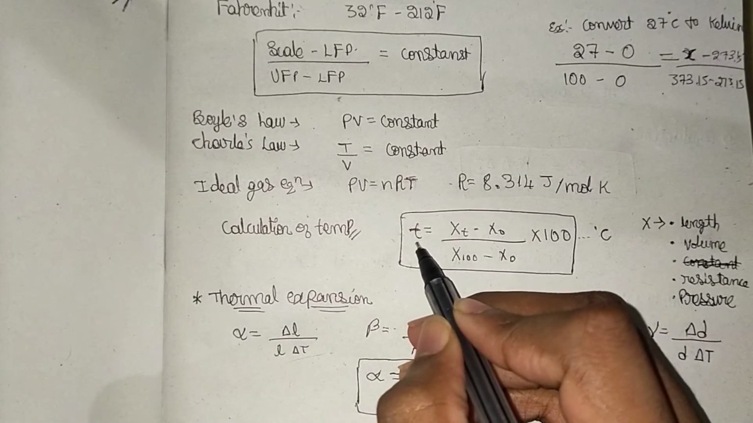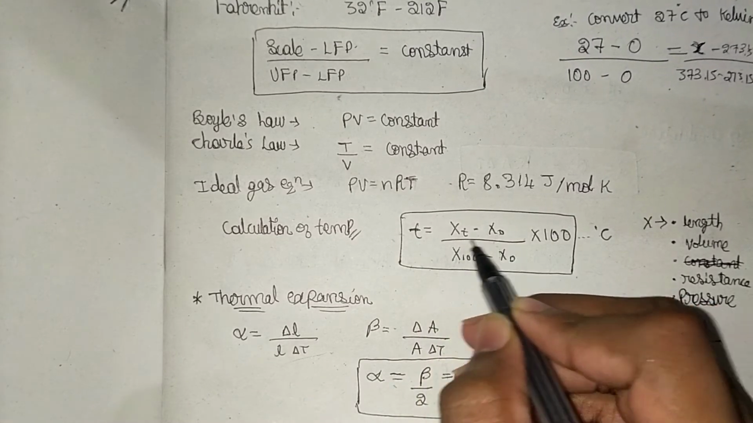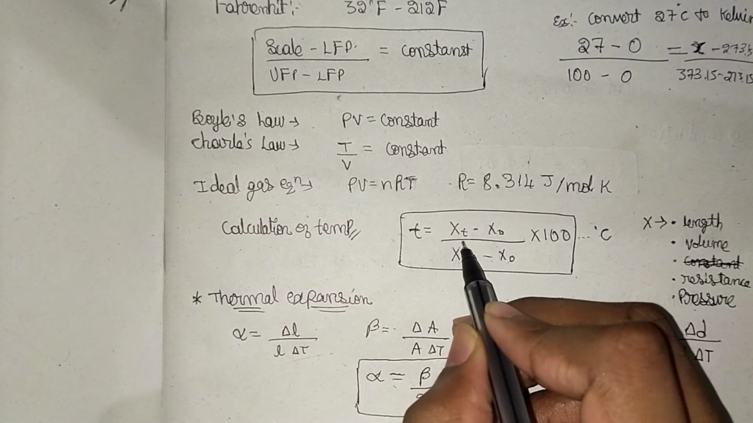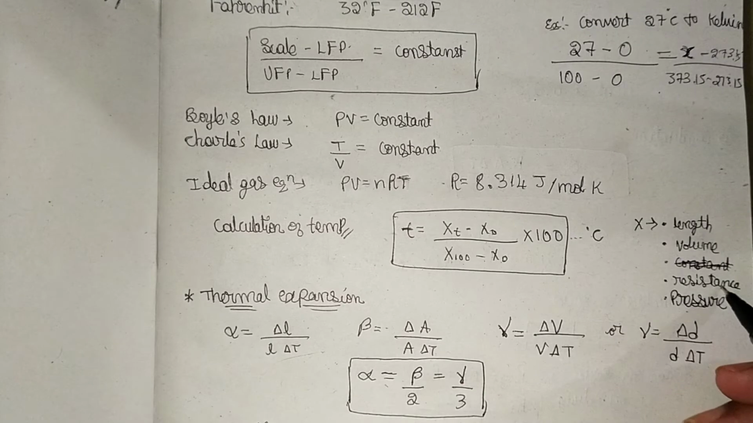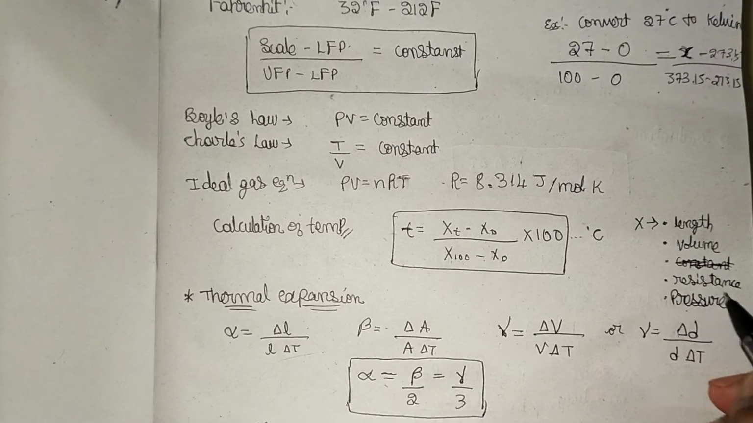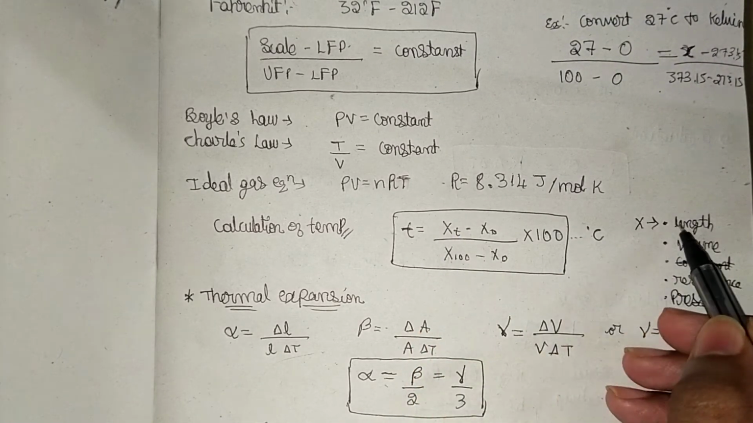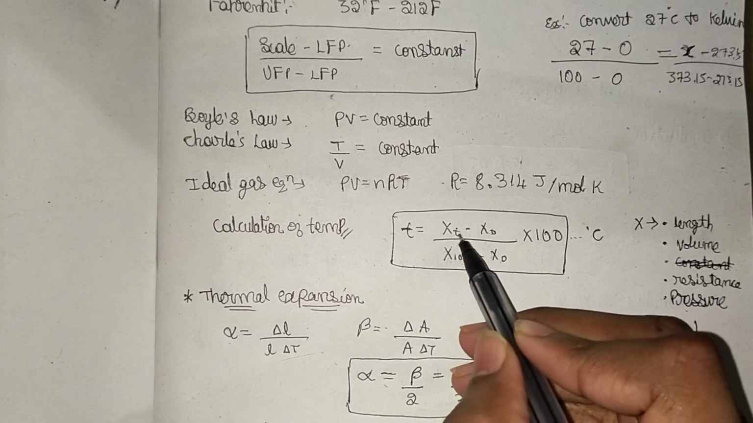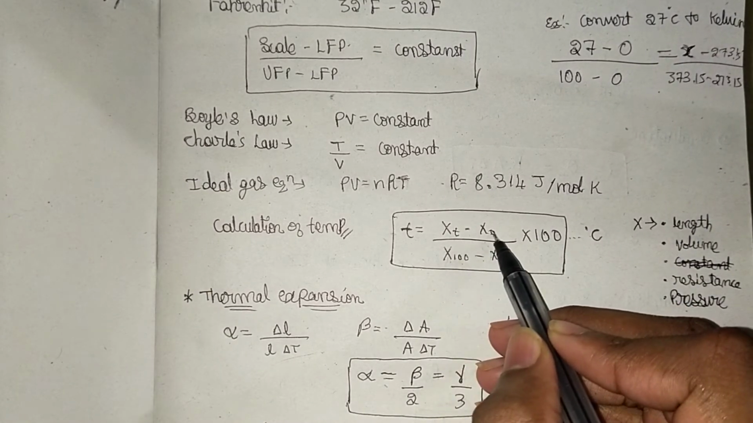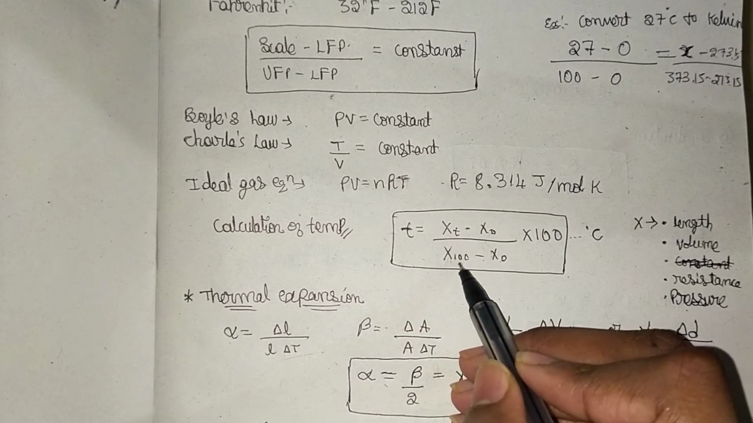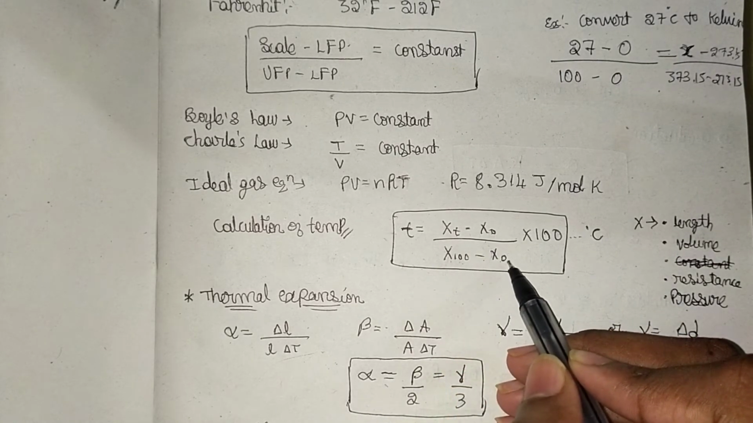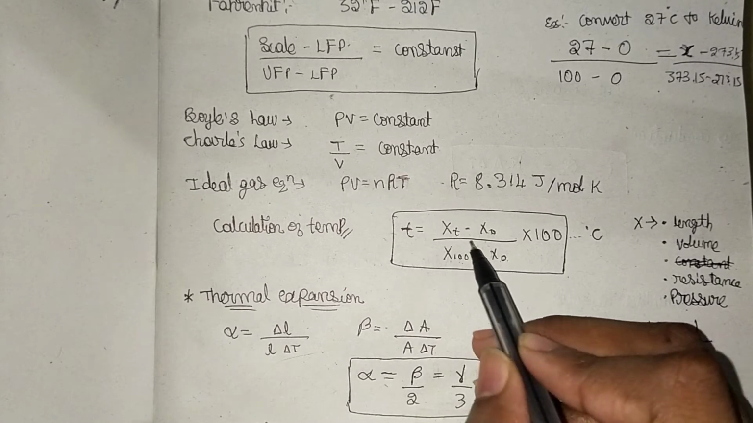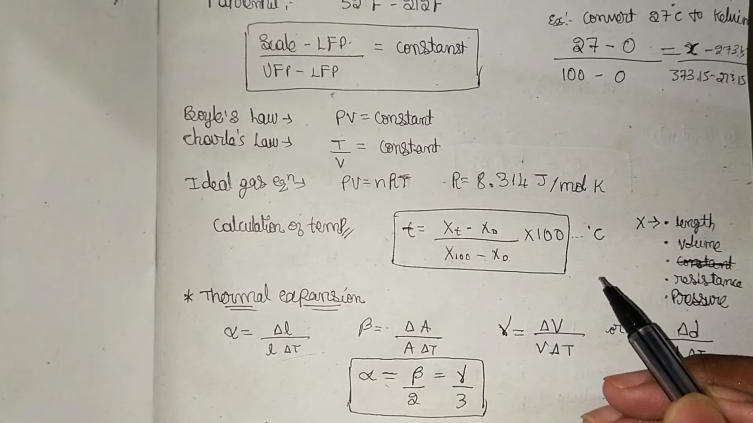T is the temperature at a given instant, equal to Xt minus X0 divided by X100 minus X0, where X is a length, volume, resistance or pressure which we have to find, where Xt is the value at the given temperature T, X0 at 0 degree, and X100 at 100 degree Celsius, and we take the difference.